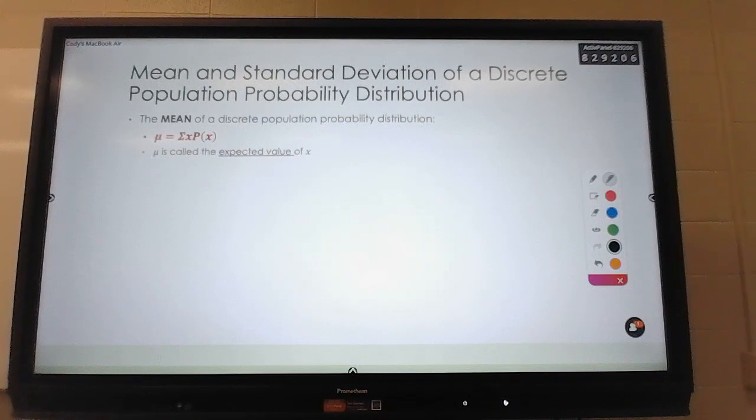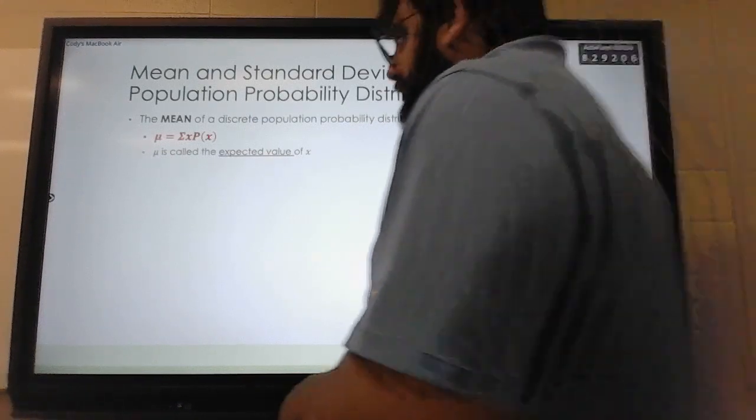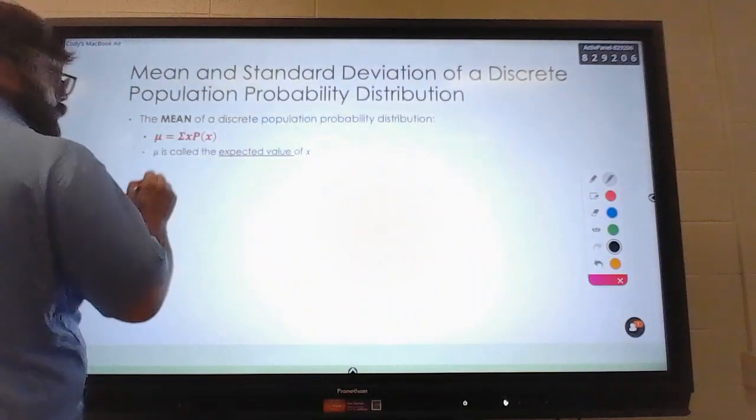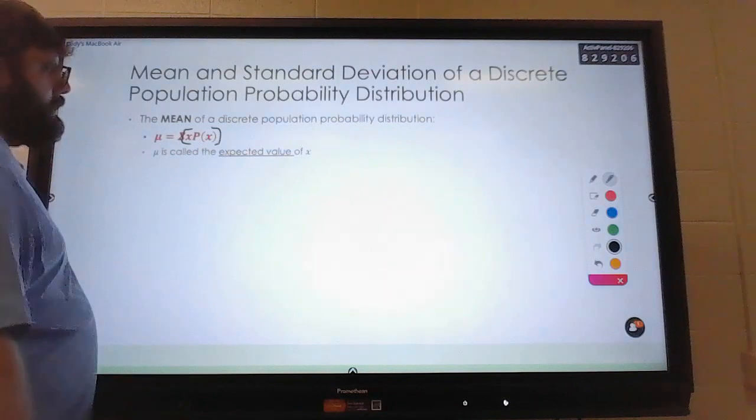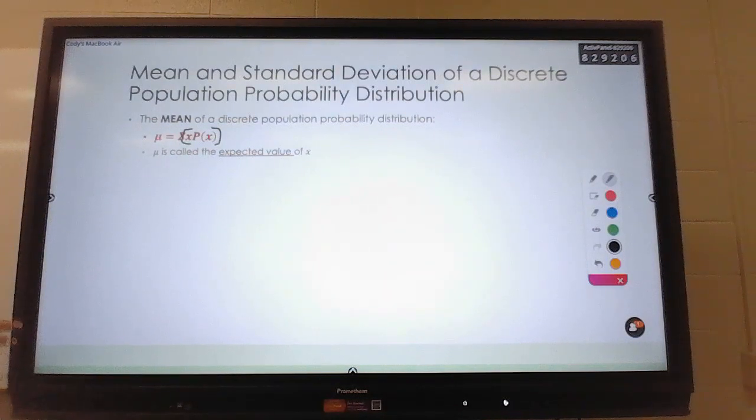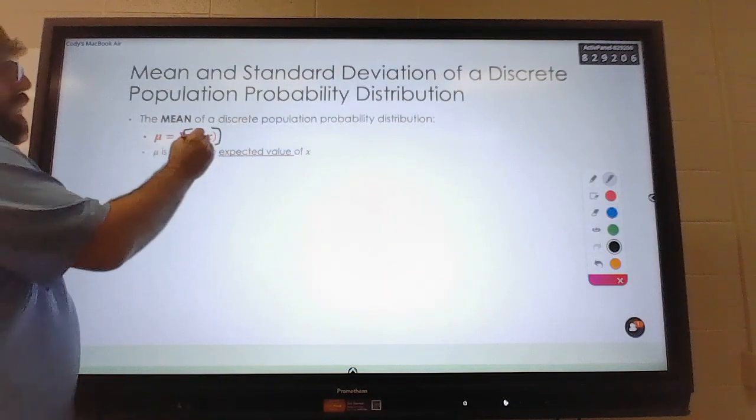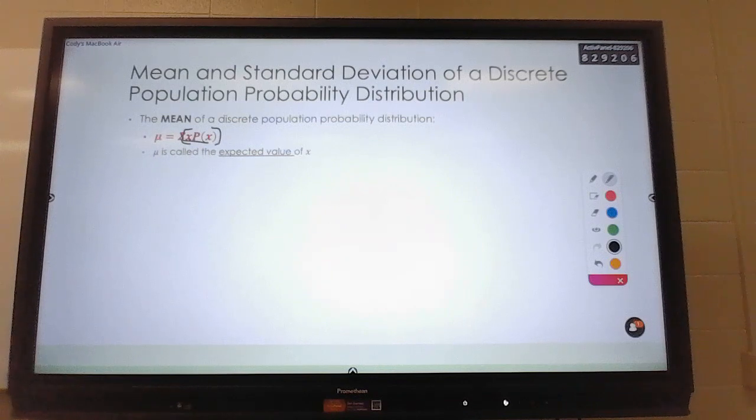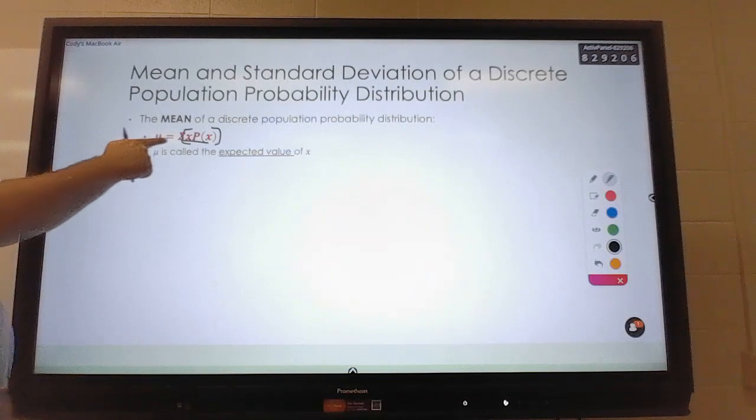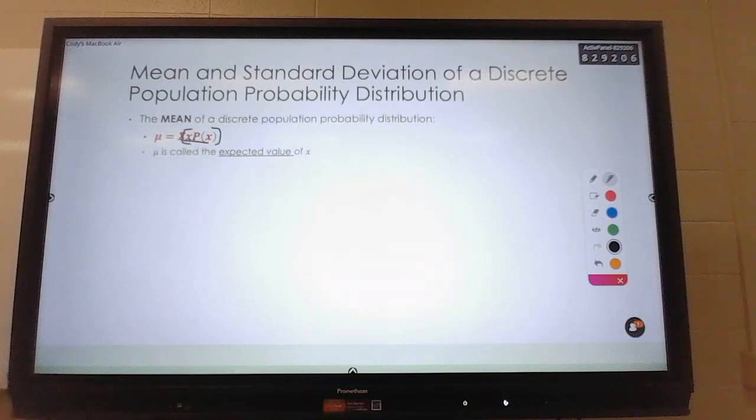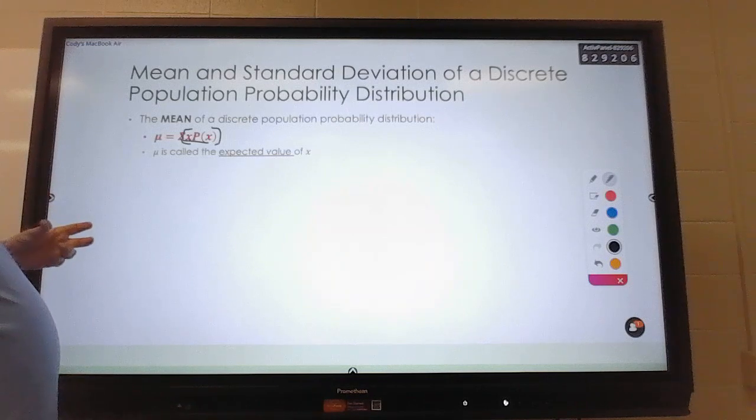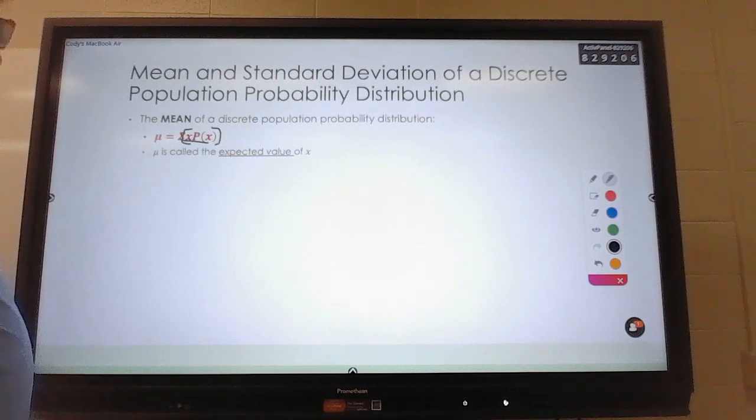the mean is given using this formula. Now, I'm going to have to change this at some point, but I usually like to draw a bracket around these to demonstrate that I'm taking the sum of all of this. So here's the mean. x is the value of the variable. P of x is the probability of that variable. And if I take the sum of all of those, there's my mean.